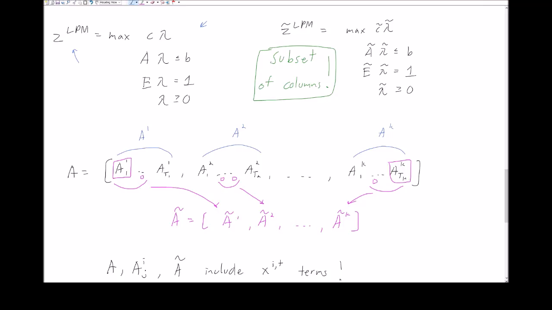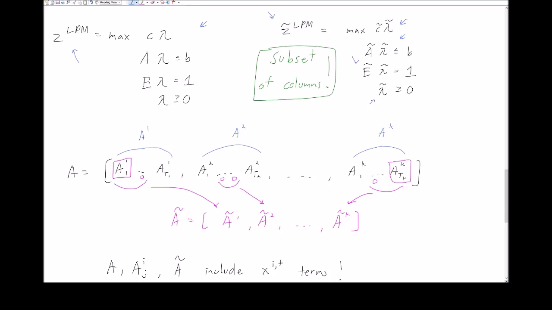When we focus on a subset of columns, we're going to introduce a new quantity, z tilde linear program master. Z tilde is the solution associated with looking at just a subset of columns. To denote that we're looking at a subset of columns, we change all of our vector notation to tildes. We look at the vector c tilde times lambda tilde, the matrix A tilde times lambda tilde, the matrix E tilde times lambda tilde, and the vector lambda tilde.